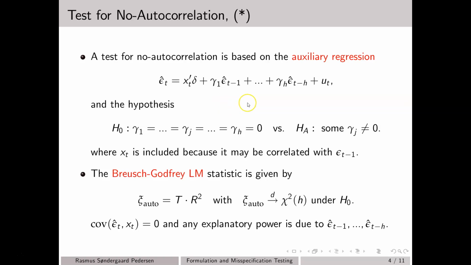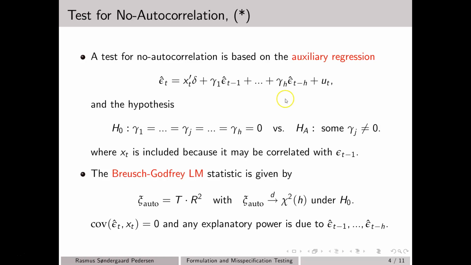The null hypothesis for no autocorrelation is that all of these gammas, from gamma 1 up to gamma h, are all equal to 0, and the alternative is that at least one of the gammas is different from 0. We can test this hypothesis by a so-called Breusch-Godfrey Lagrange multiplier test.